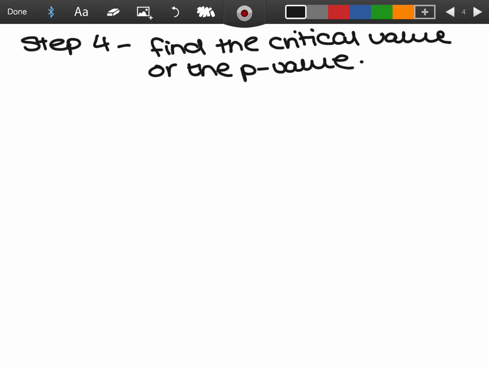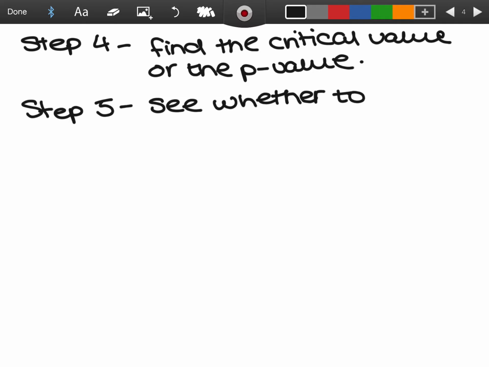Okay. Because we've got a one-tailed test here, let's go to our conclusion. See whether we reject the null hypothesis.